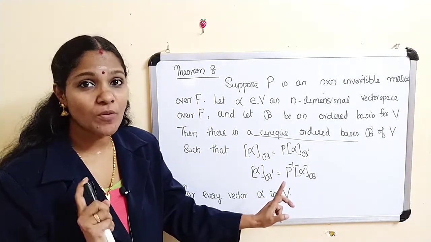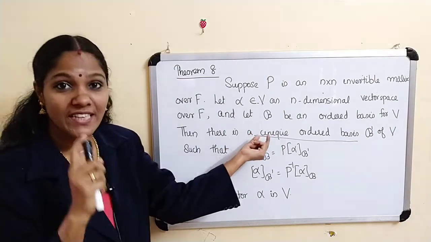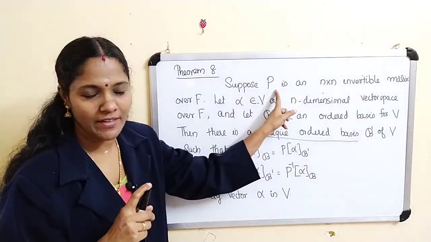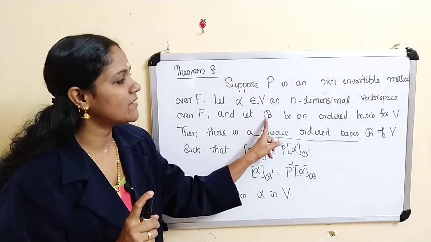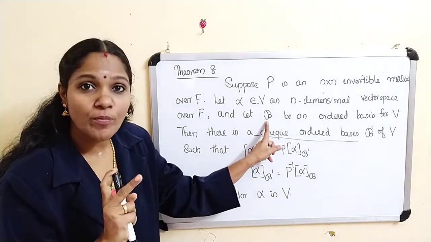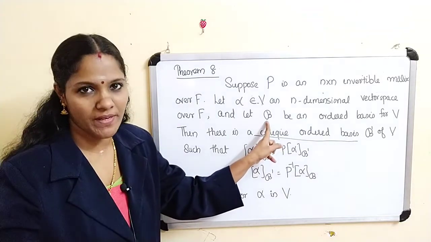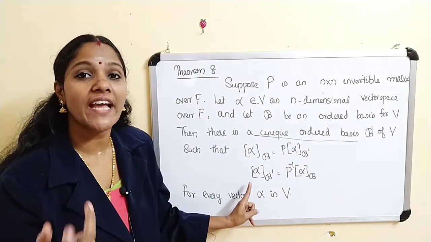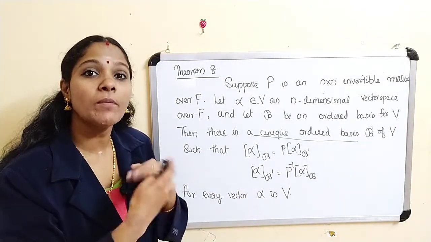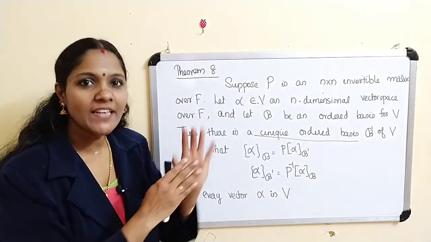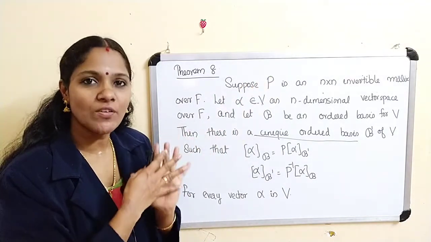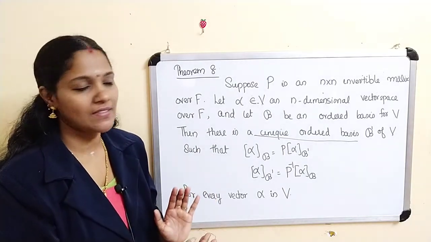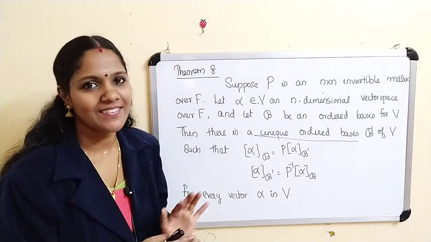Okay, so what we have to prove here? Given P is an invertible matrix and B is an ordered basis, we have to prove there exists another ordered basis B dash satisfying this condition. Earlier we were given B and B dash as bases and we found an invertible matrix. Here, given an invertible matrix and a basis B, we are finding another ordered basis B dash satisfying this condition.